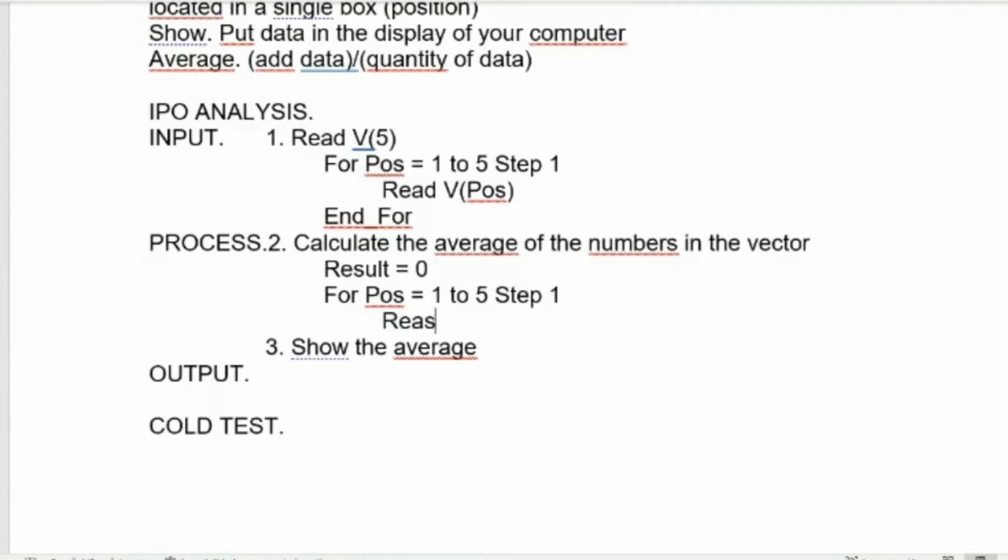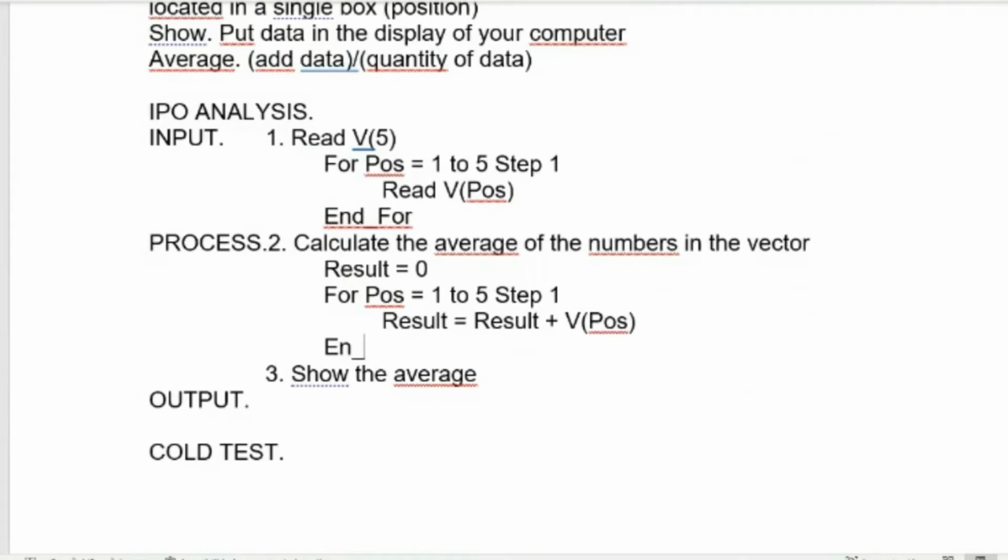And let's calculate the adding of the data in the vector. Result is equal to result plus vector in position pos. Okay? And for, when we finish this loop, we have result. A result is the result, of course, of adding the numbers in the vector.